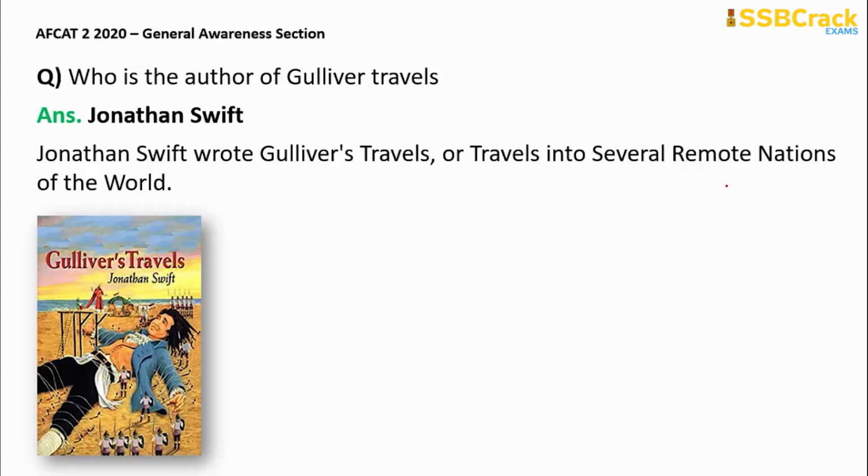Next question is, who is the author of Gulliver's Travels? The correct answer is Jonathan Swift. He was the author of this book and it is also known as Travels into Several Remote Nations of the World.